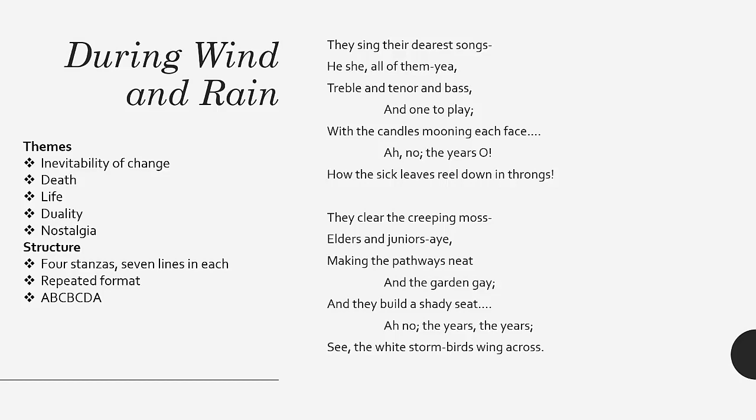They sing their dearest songs, how the sick leaves reel down in throngs. See how songs and throngs rhyme? This ties the 2 images together, despite the fact that they contrast with each other. The poem is filled with all sorts of symmetry. I'm going to read it through one time, and then go through it line by line.